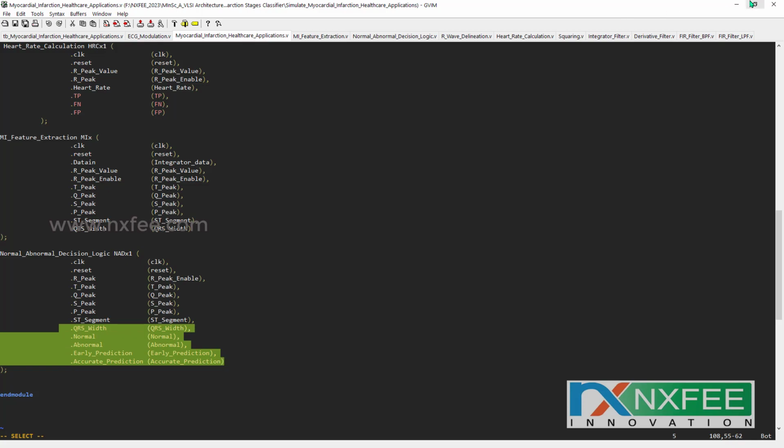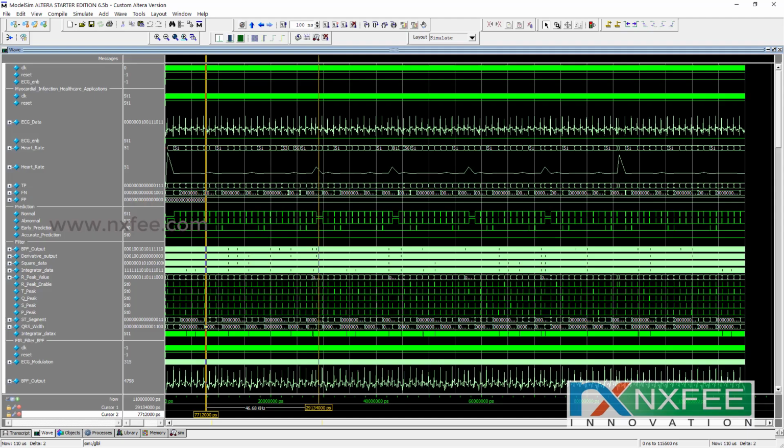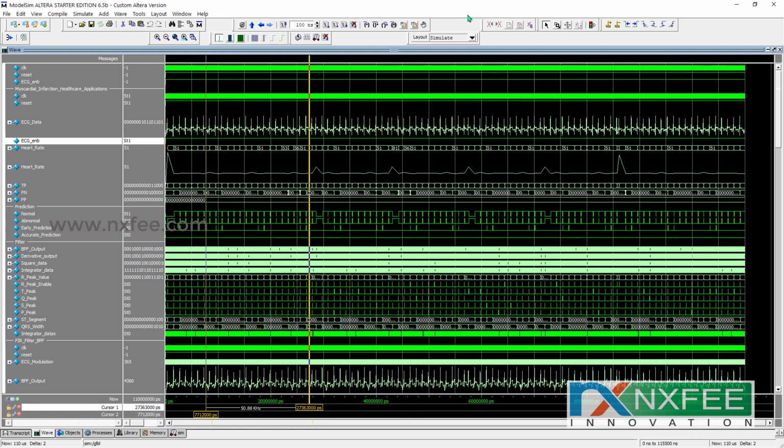This simulation process we have done in ModelSim. This is the simulation for the ECG signal. Here this is a normal signal and this is the heart rate, so as per the signals you can analyze the heart rate values, and the predictions: normal, abnormal, early predictions and accurate predictions.